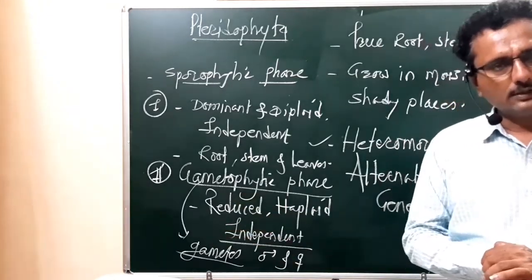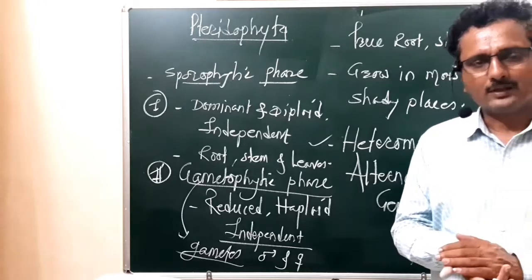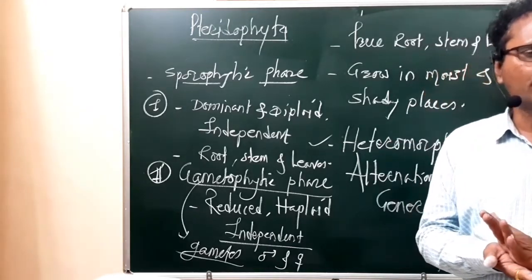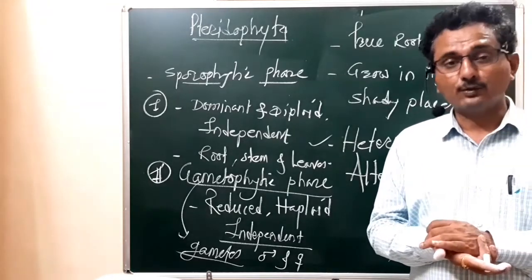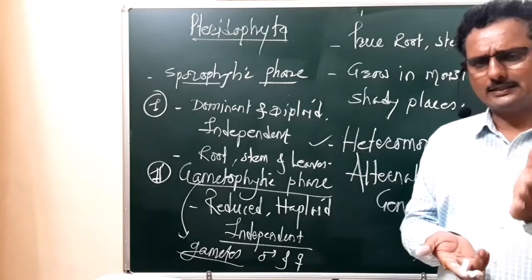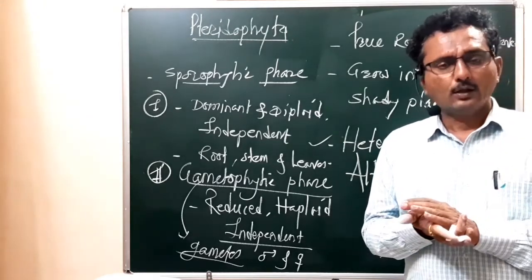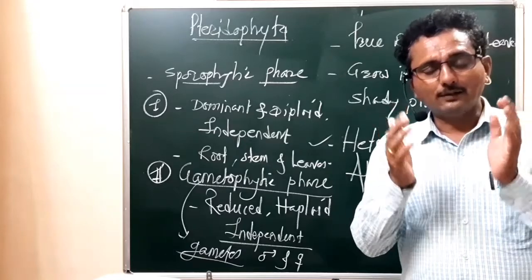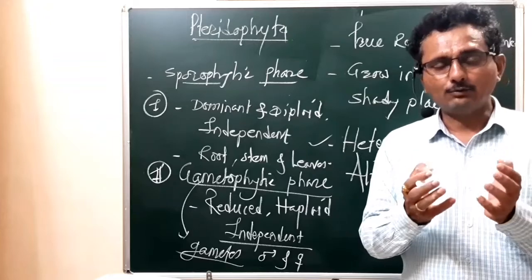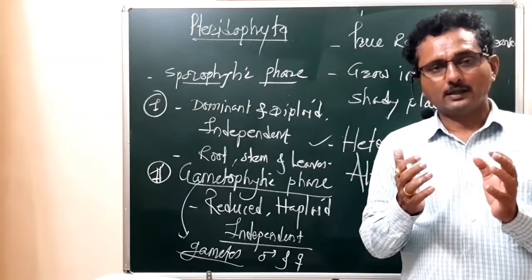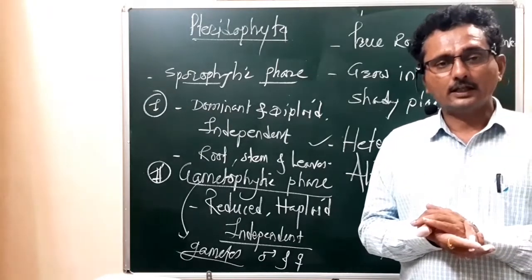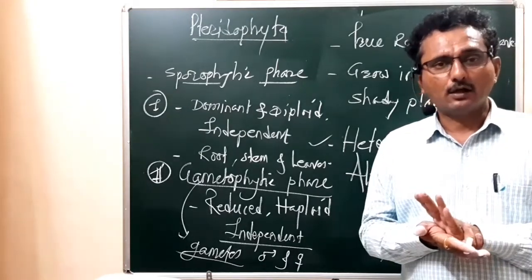So student, with the help of one example of a fern, you are aware of one fern, Nephrolepis. You have studied that Nephrolepis somewhere in 8th, 9th or 10th standard. With the help of that fern life cycle, we have to conclude how the sporophytic phase and gametophytic phase come alternately in the life cycle of the pteridophyte.